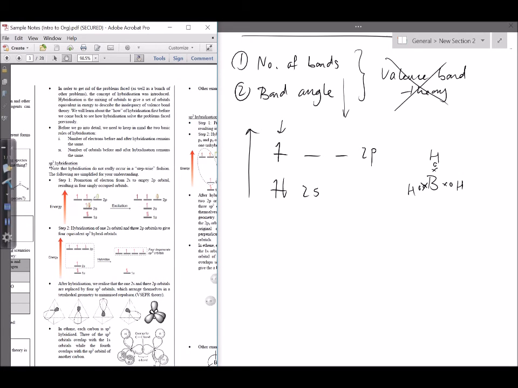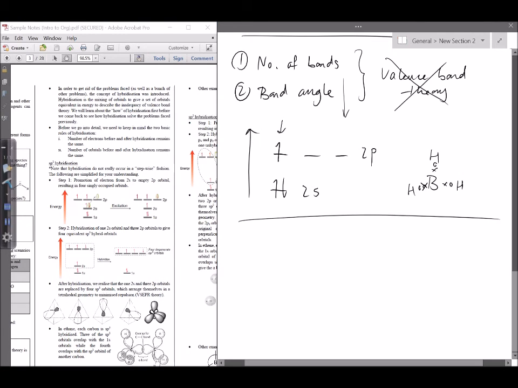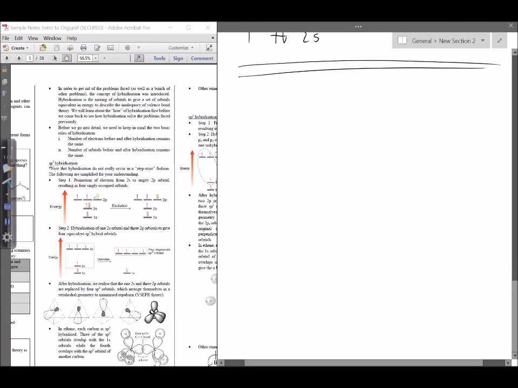So this is the problem that will be faced if we use valence bond theory for BH3. Now let's go into hybridization. In order to get rid of the problems faced, as well as a bunch of other problems which we don't have time to describe, the concept of hybridization was introduced. Hybridization is the mixing of orbitals to give a set of orbitals equivalent in energy to address the inadequacy of valence bond theory.